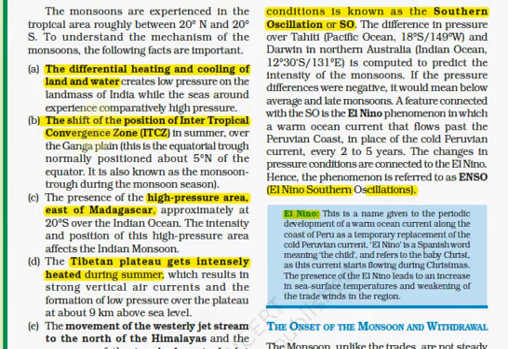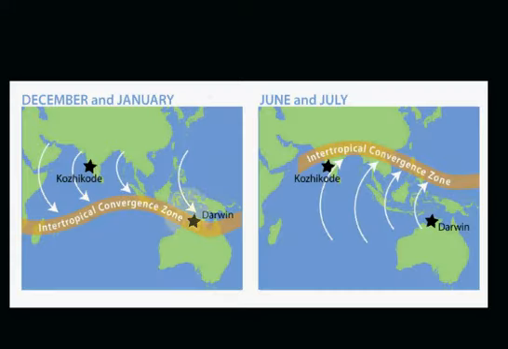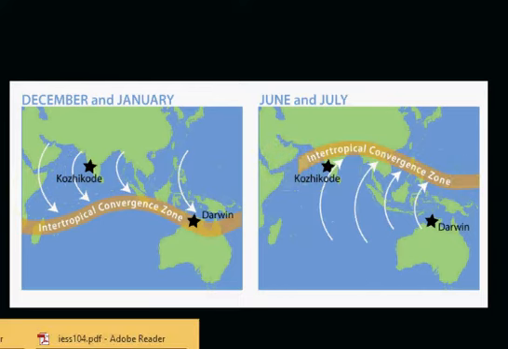One more important thing is the shift of position of the intertropical convergence zone. So in short we will call it ITCZ. It is a broad trough of low pressure in equatorial latitudes. Northeasterly and southeasterly trade winds converge at this point, and this convergence lies parallel to the equator. So if this is the equator, then the ITCZ is mostly parallel to it. We will be seeing the changing position of the ITCZ and how it impacts the Indian monsoon.